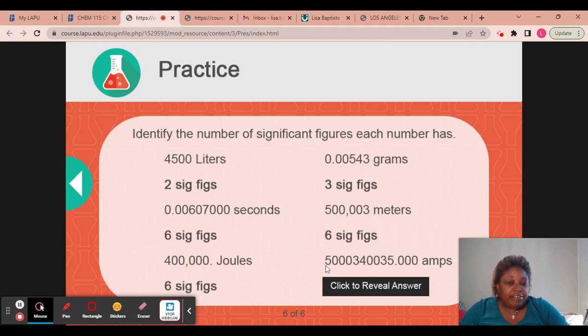And this number, 500340035.000. Okay, that's a lot of numbers. All these zeros in here are in between non-zero numbers, so they're significant. These zeros back here are significant because of the decimal. So that means we have 1, 2, 3, 4, 5, 6, 7, 8, 9, 10, 11, 12, 13 significant figures. Okay, so that's to give you a little overview of significant figures.